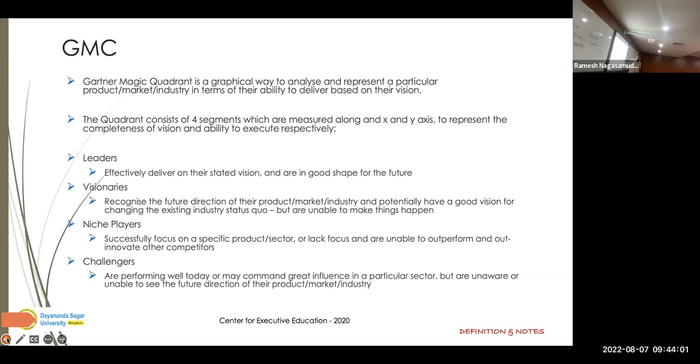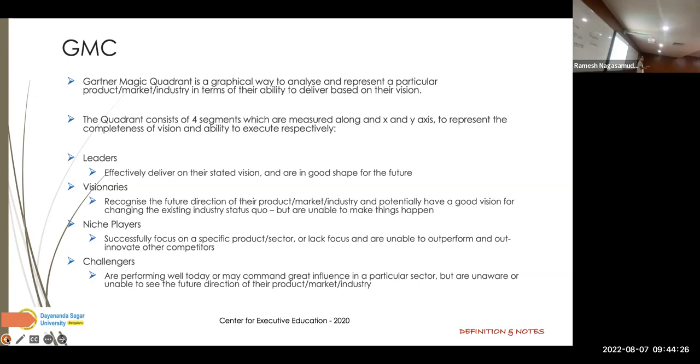Niche players are successfully focused in a specific product or sector, meaning a market or a geographic market, and unable to outperform or innovate. So they are unable to do better, maybe because they don't have the money, they don't have the guts.